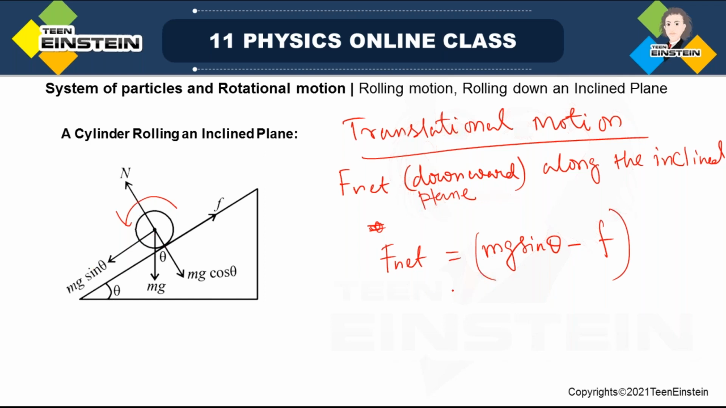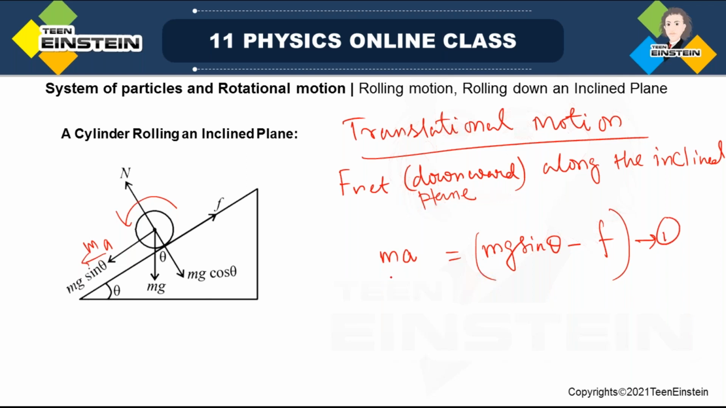Now we'll try to find out what the frictional force is. So this F net, let me write this F net. Suppose the cylinder has mass small m. So small m into a, where a is the acceleration along this direction. So m into a will be the resultant of these two forces. Let me take this as equation number 1.